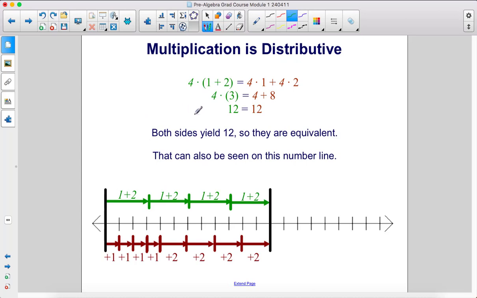Multiplication is distributive, so we can either add these two numbers together first, so 4 times 1 plus 2, 1 plus 2 is 3, 4 times 3 is 12, or we can distribute the 4. 4 times 1 plus 4 times 2. 4 times 1 is 4, 4 times 2 is 8, 4 plus 8 is 12. Both sides yield 12, so they are equivalent, and that can also be seen on the number line.